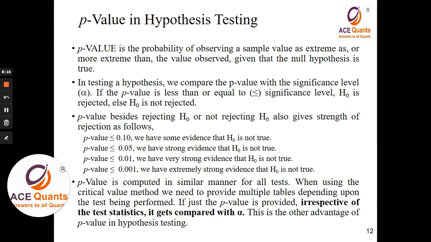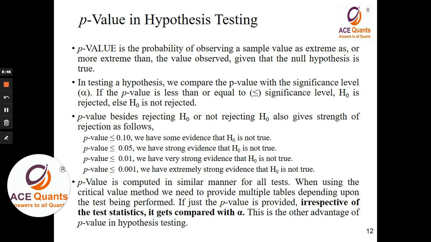If the p-value is a little less than 0.10, I have got little evidence or some evidence that the null hypothesis is not true. If the p-value is less than or equal to 0.05, my evidence becomes a little stronger. So I have a little stronger evidence that H0 is not true. But if the p-value is less than 0.01, I have a very strong evidence that the null hypothesis is not true. And likewise, if the p-value calculated happens to be less than 0.001, then I have an extremely strong evidence that H0 is not true.